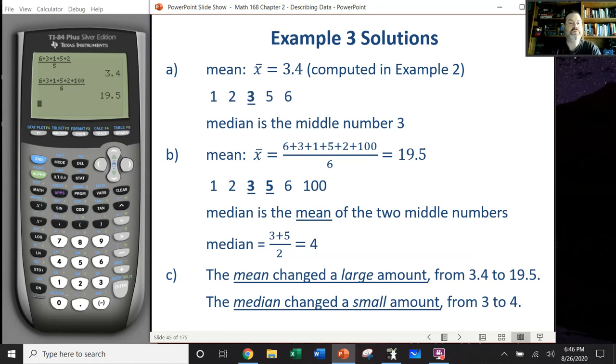It turns out that I could put any number in this data set bigger than 6, and that median will change from 3 to 4 because the median is just the middle number. So what's going on here? Why is the mean changing so much? We saw that the median is never going to change very much because it's only dependent on 3 and 5. So what's going on that causes the mean to change so much? I want you guys to think about that. Could appear during an exam review, could appear on a test. Think about exactly what is causing the mean to change so much when that outlier is added.